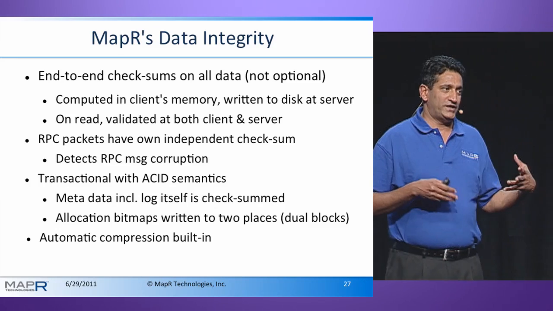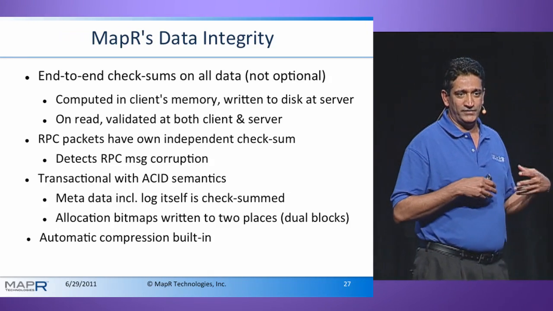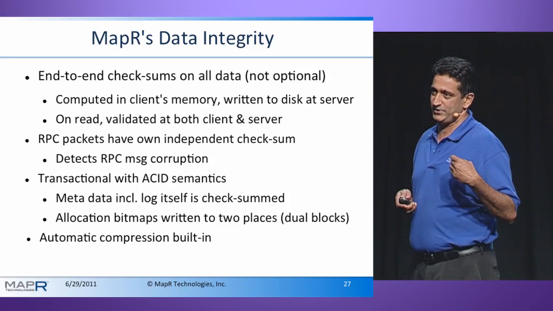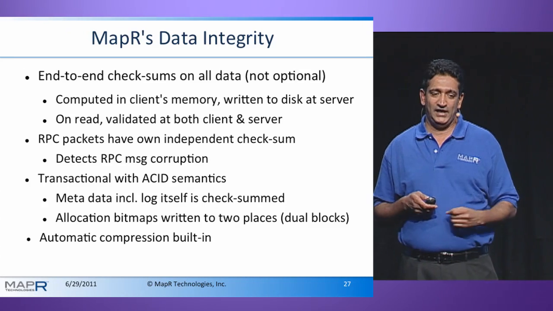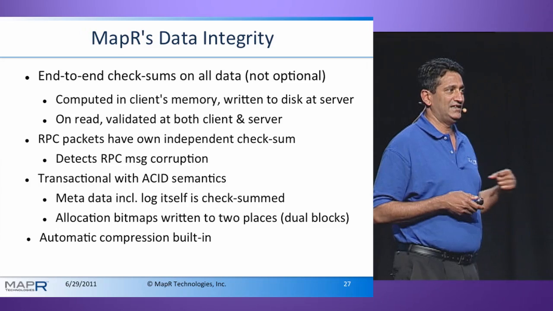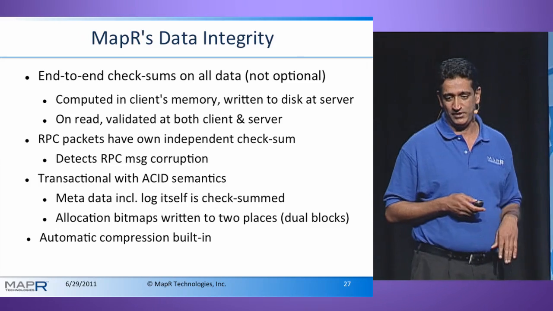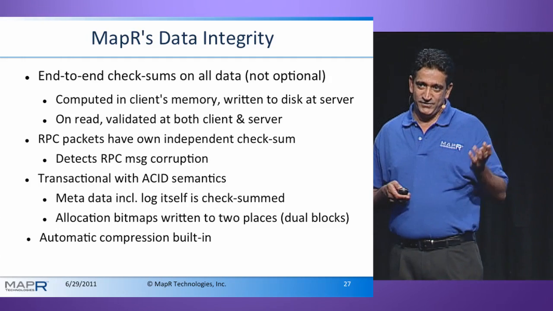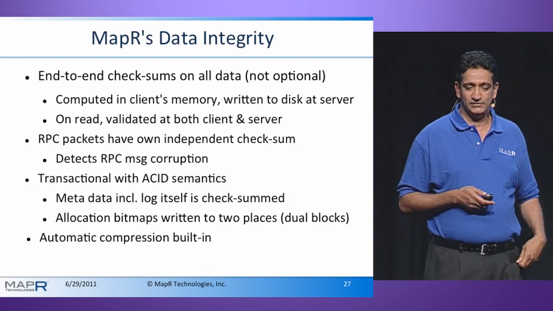But we wanted to make sure that the data path was also safe. So we added a lot of data integrity in the process: end-to-end checksums, which are not optional. Any client can declare a server bad if it sees a checksum problem. RPC packets also have their own checksums. And the whole system is transactional with ACID semantics.